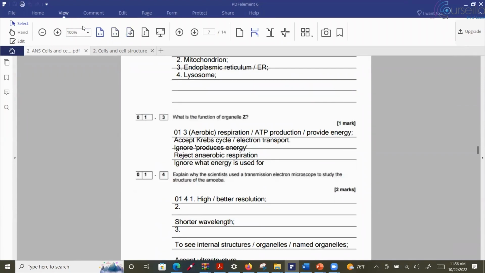You had to say in the answer the term aerobic respiration, or you will not get the grade. This is what I'm telling you, that their grading is very strict, even though what you said is correct. But you did say ATP production. Very good. So what is the function of organelle Z?